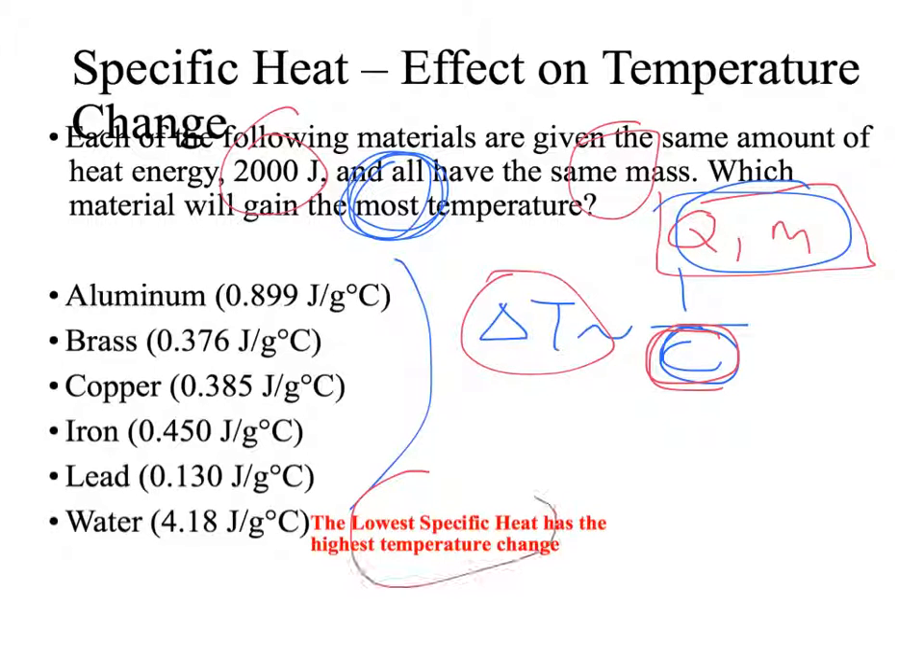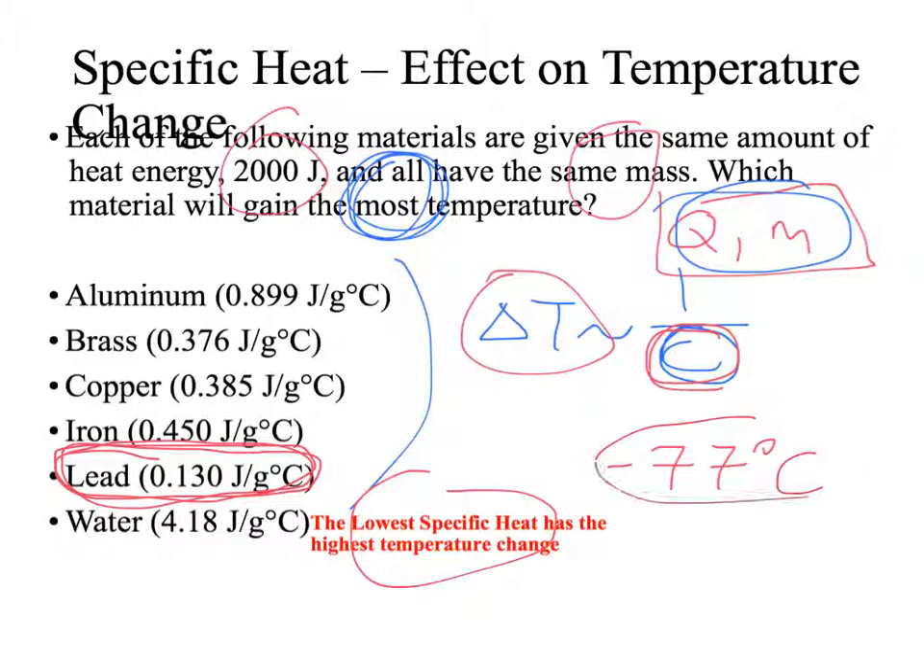So the lowest specific heat has the highest temperature change, and what that means is that lead is going to have the highest temperature change. If you can't remember that, think back to the lab and remember that when you put the metal in the water, the metal went from 100 degrees down to about 23 degrees, which meant that it had a 77 degree temperature change, minus 77 degrees Celsius. That was the metal temperature change in the lab. The water, on the other hand, went up from maybe 21 to 23 degrees, which meant that it had about a 2 degrees Celsius temperature change.